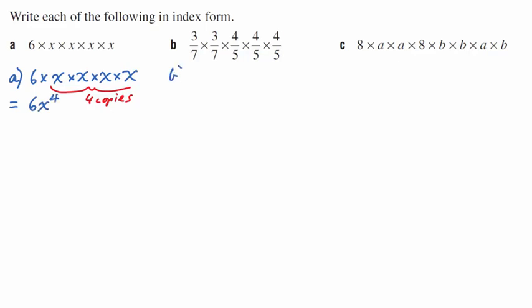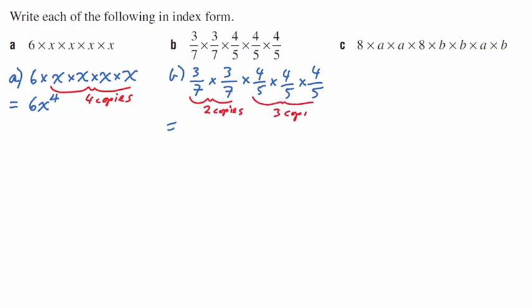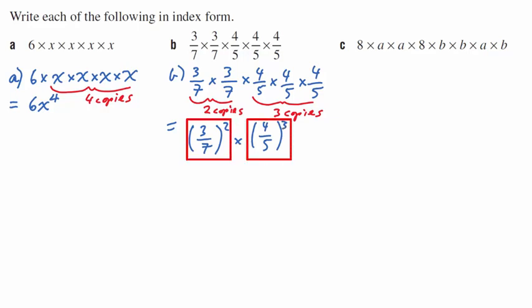For the second example, we have 3/7 times 3/7 times 4/5 times 4/5 times 4/5. And you can see there we have 2 copies of 3/7 and 3 copies of 4/5. So this becomes (3/7) squared times (4/5) to the power of 3, or cubed. Notice we have to put brackets there around our fractions. It wouldn't do to write 3/7 squared, because that would be interpreted as 3 squared over 7. So we don't do that.